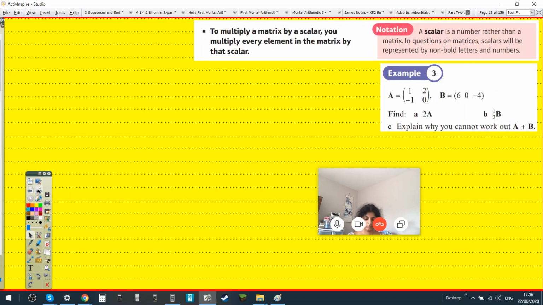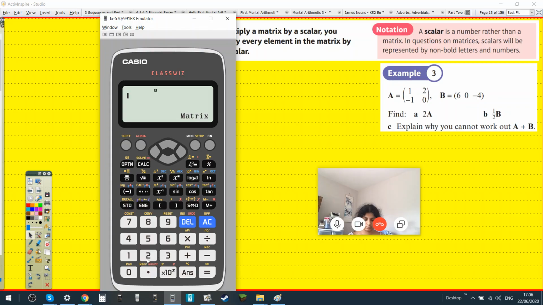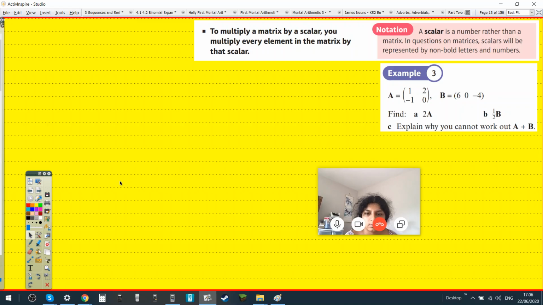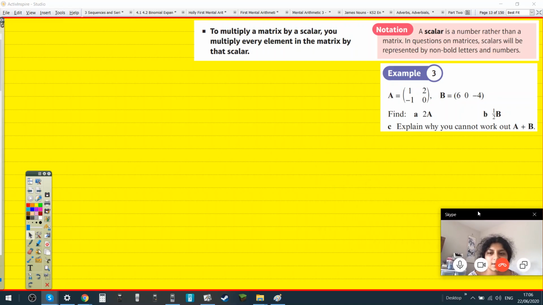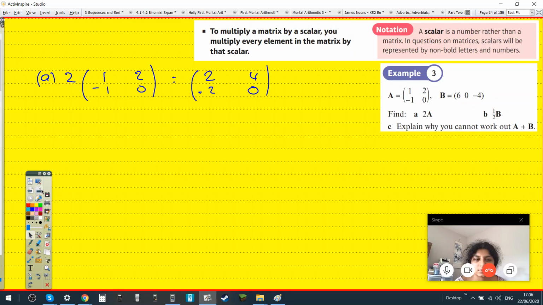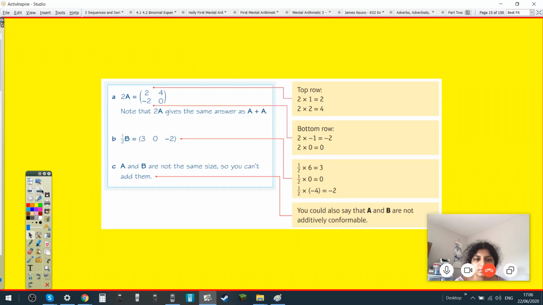To multiply a matrix by a scalar, you multiply every element by that scalar. And so in my one, I would do 2 matrix A, and I would have to redefine matrix A. What is part C? They're different sizes, so you can't add them together. Yeah, different dimensions, not the same size.